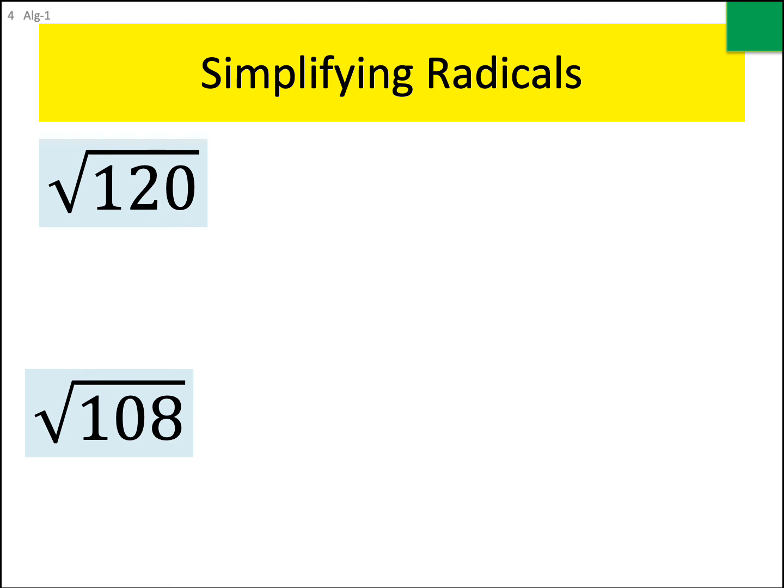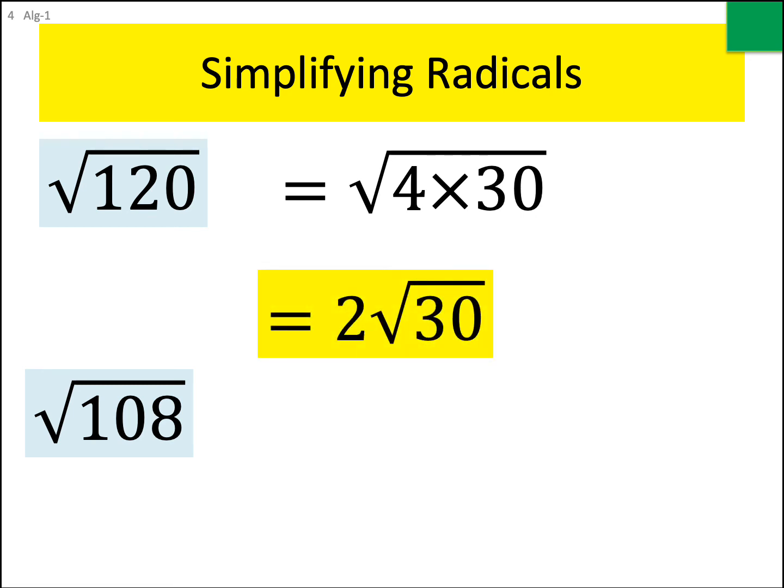All right. How about 120? What's the biggest number that goes in 120 that's on your list? Well, most of you probably don't see it, but most of you probably saw 4, right? So let's see. 4 times 30. Is there any other perfect square that goes into 120? And the answer is no. That's it right there. The square root of 4 is 2, so we get 2 root 30. Hopefully now you're becoming pros at this.